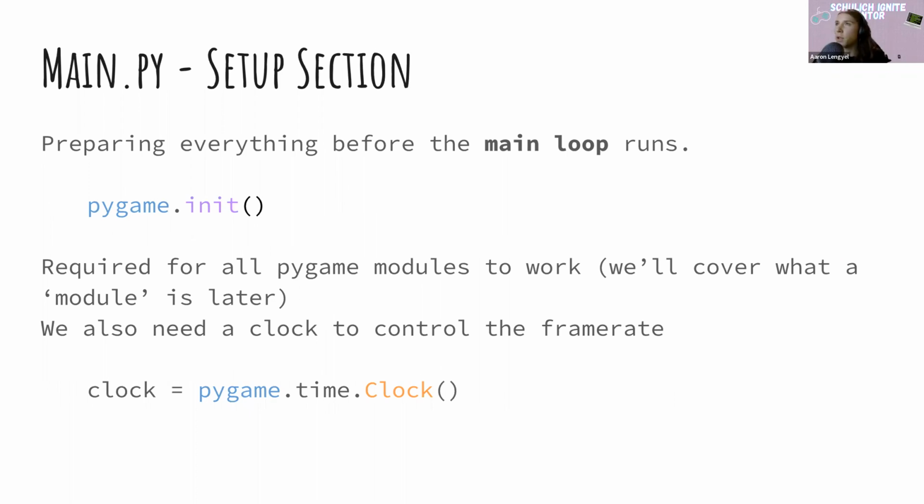So this is where you prepare everything. You do pygame.init, and you can think of this init as saying initialize. So remember this subject verb object syntax. Pygame initialize, we're initializing Pygame, required for all Pygame modules to work. Here we're going to have a clock. We're going to take Pygame time, and we're going to create a clock. This is going to create a clock object. And then we can use this to control the frame rate, which we're going to do later.